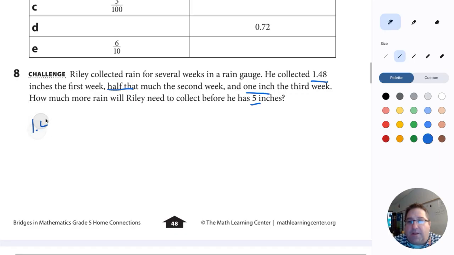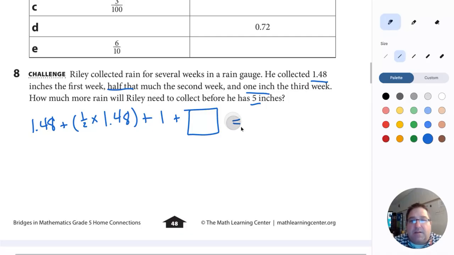We got 1.48 inches to start. Then it says half that much, so I'm just going to write 1/2 times 1.48 for right now. We'll take a look at how we can break that up. And then it says 1 inch the next week. And it tells us how much more do we need, so we know we're going to have to add some more. So we'll put a mystery box, and we want our total to be 5. So this is where we're starting. Again, 1.48, half of 1.48, and then 1, and then we've got to add some more to get to 5.